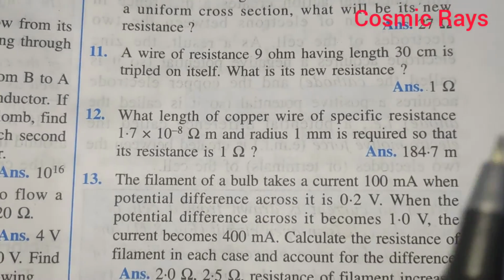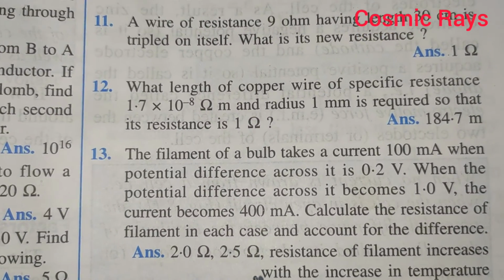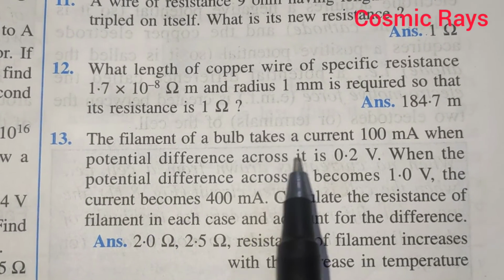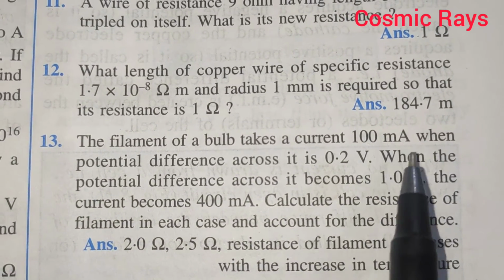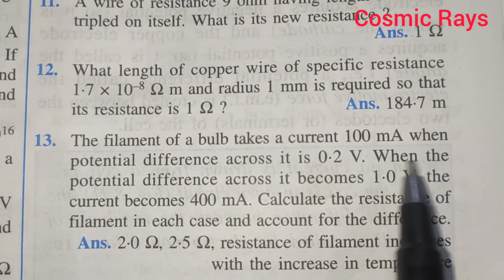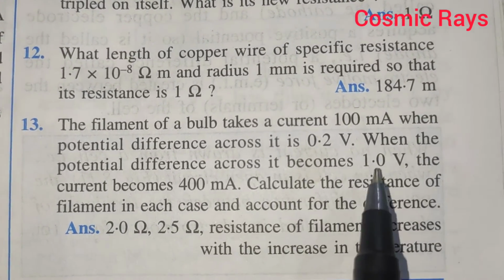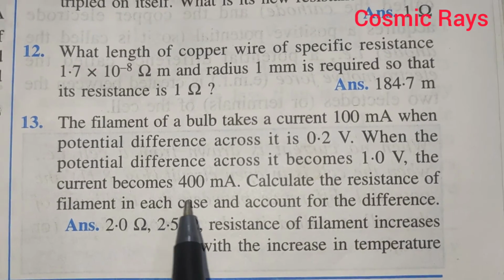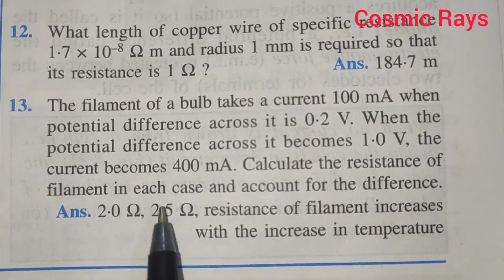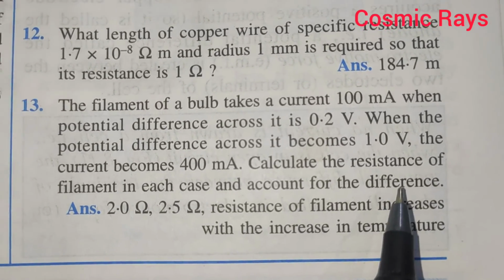Now we go directly to question number 13, that is the last question of this exercise. It says the filament of a bulb takes a current 100 milliampere when the potential difference across it is 0.2 volt. When the potential difference across it becomes 1 volt, the current becomes 400 milliampere. Calculate the resistance of the filament in each case and account for the difference.